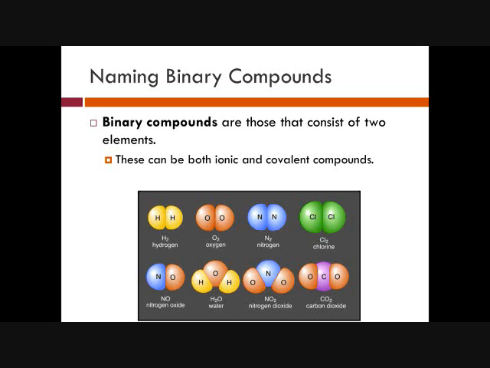So we're first going to review how to write formulas and name compounds. Binary compounds are those that consist of two elements, and they can be ionic or covalent compounds. Here I have a bunch pictured, like H2. Remember the diatomic molecules? Those are molecules that have the same element, and then you have other molecules that don't have the same elements, and those make molecular compounds too.